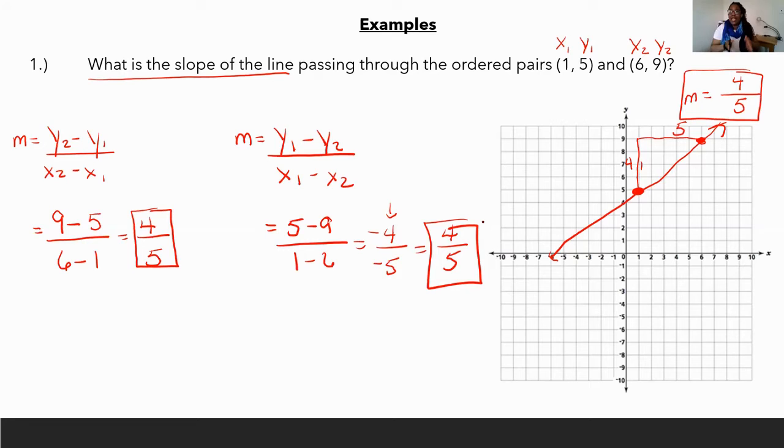You have to make sure that your 1s are lined up vertically and your 2s are lined up vertically, as well as make sure your y's are in the numerator and your x's are in your denominator, okay? Because if you start switching things around, you're gonna get an answer. Oh yeah, it'll be wrong, but you'll get an answer, okay? So make sure that you have it all lined up correctly, okay? So let's try the next one.